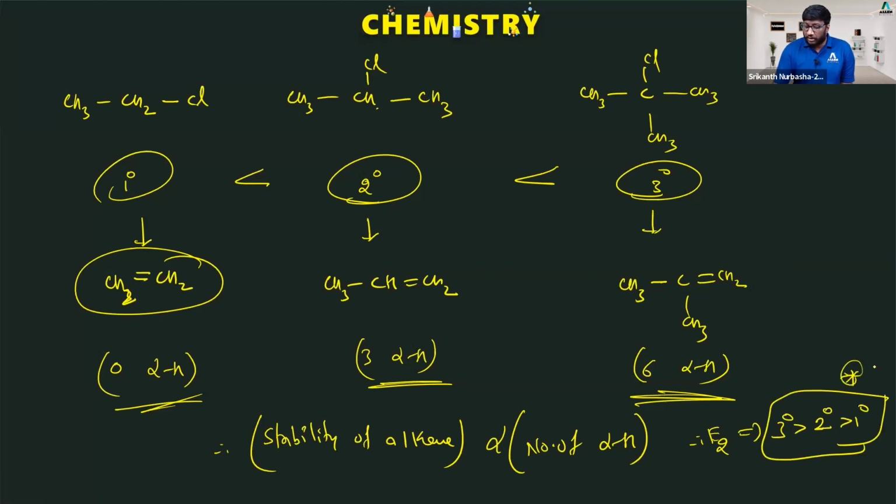Did everyone understand this point or not? The 3 degree alkyl halide will undergo E2 faster than 2 degree. The 2 degree will undergo E2 faster when compared to 1 degree. That is the rate of E2 elimination. That is the rate of your respective E2 elimination reaction.